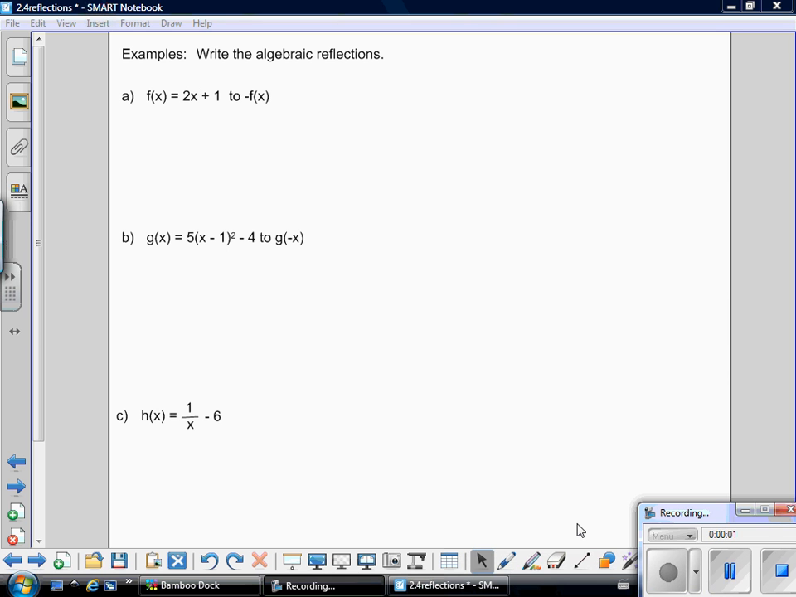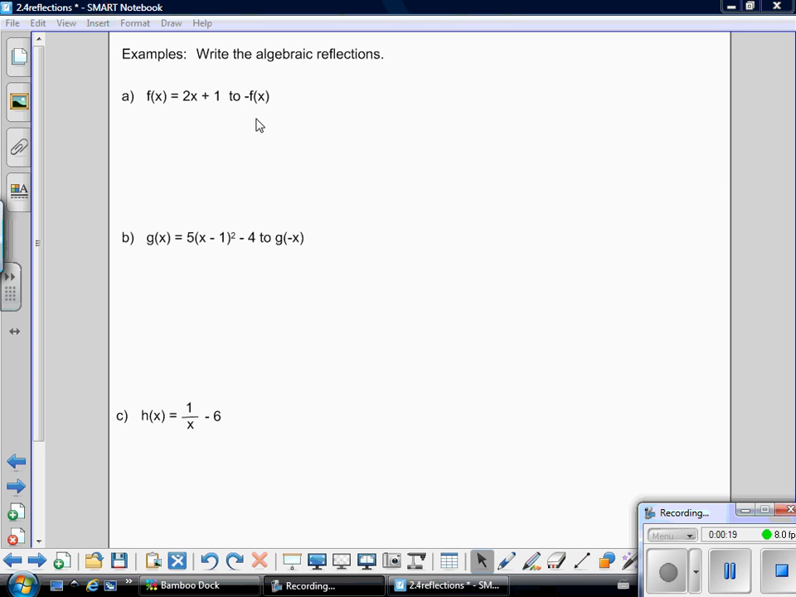Okay, so the next part of this lesson is writing the algebraic reflection. Again, this time I have f(x) = 2x + 1, and they want me to reflect it into negative f(x). So what they're expecting me to do is to reflect it into the x-axis.